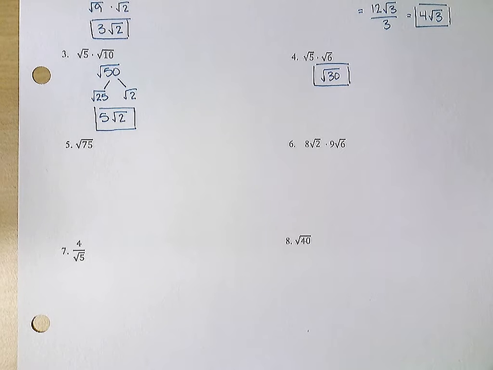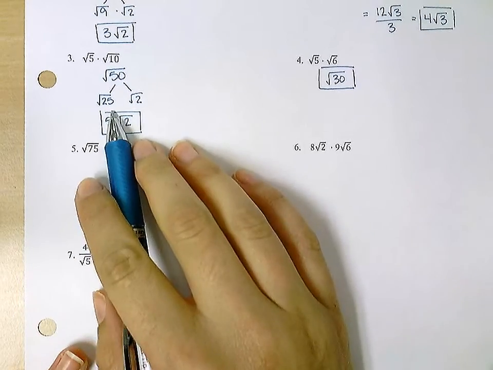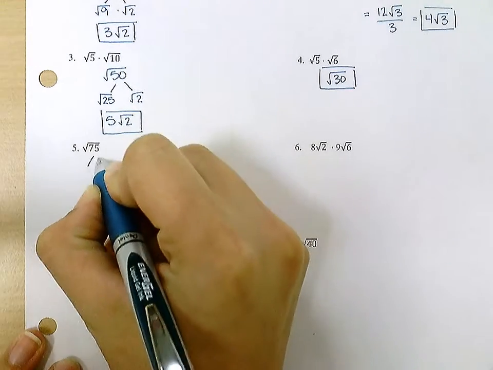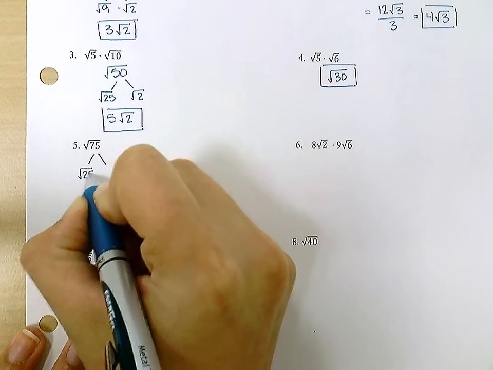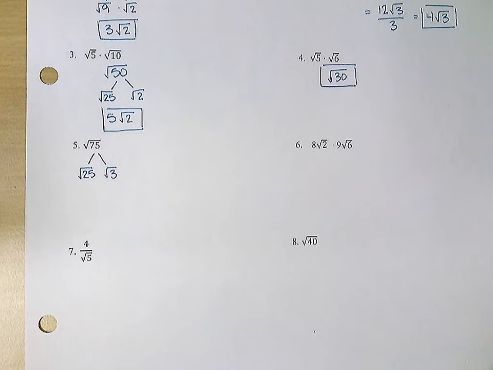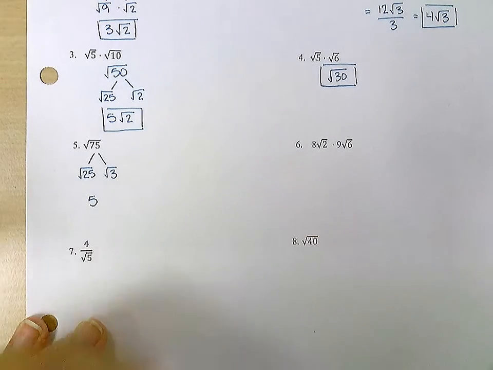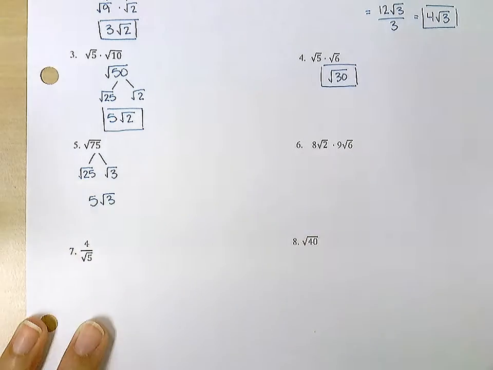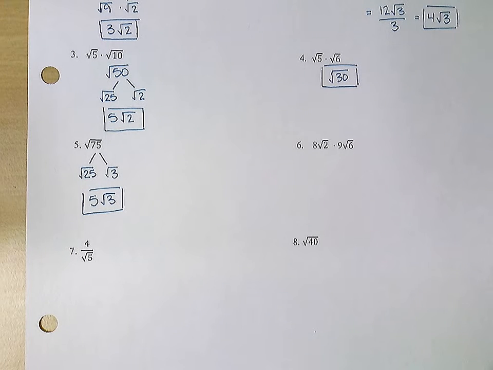All right, so most people are finishing up. I do want to keep going so that I give you plenty of time to work on your assignment. So this one does simplify further. It's very similar to number 3. So two numbers that multiply into 75. I have 25 and 3 because I can take the square root of 25. Once I take the square root of 25, I end up with 5. I can't take the square root of 3, so I'm just going to leave it. And that would be my simplified answer.